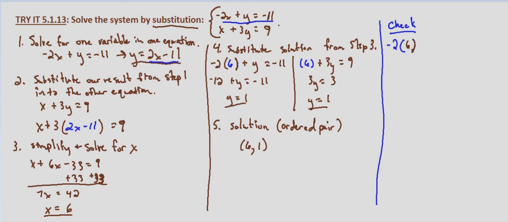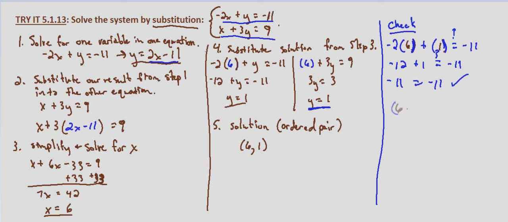Let me go back here, and my color coding is getting a little off. Negative 2 times 6 plus y, where y is 1. We want to know, does that equal negative 11? So negative 2 times 6 is negative 12 plus 1. Negative 11 equals negative 11, so it checks in the first equation. Now let's use our second equation. x plus 3y equals 9. So 6 plus 3 times y, where y is 1. Does that equal 9? 6 plus 3, does that equal 9? And of course 9 equals 9, so it checks in our second equation as well.